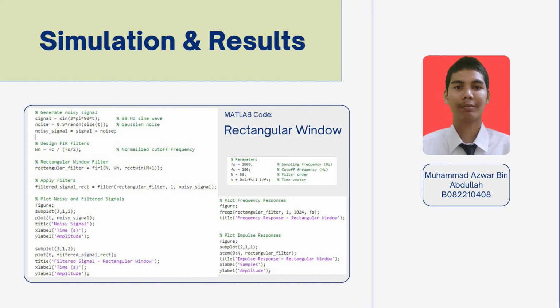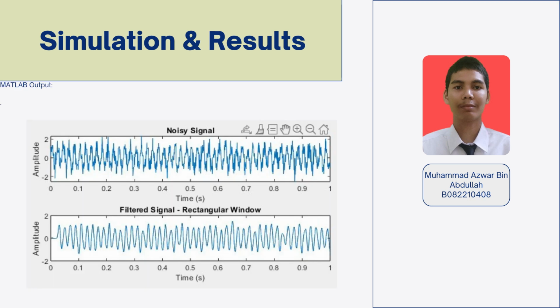And then we apply the rectangular window filter using our filter function. Then we apply the filter with filter signal rectangular. After that, we plot the noisy and filtered signal. We got 3 plots, which are the comparison of the filtered and noisy signal, the frequency response of the filter, and the impulse response of the filter. This is the expected result of the simulation.